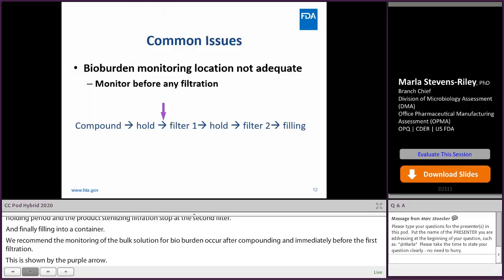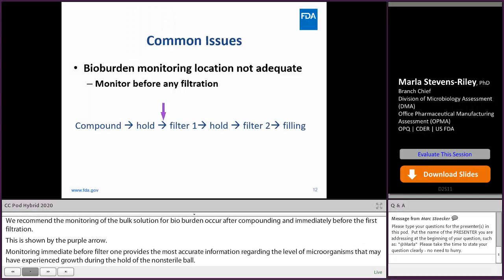If one samples the bulk solution after filter 1 but before filter 2, the sterilizing filter, the true bioburden level is unknown, and there is a risk that the excessive microbial metabolites and toxins have passed through the first and second filters into the product. And I will say that alternative monitoring plans should be adequately justified.